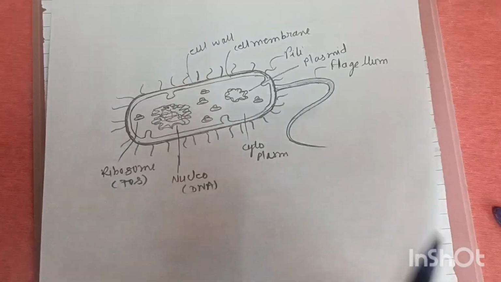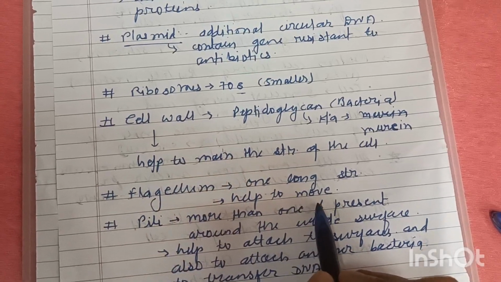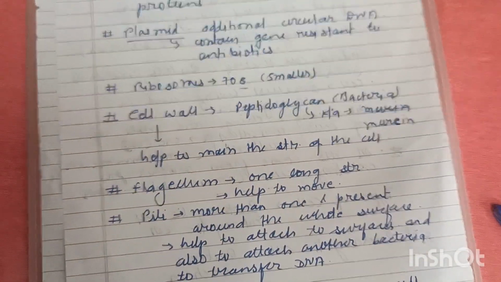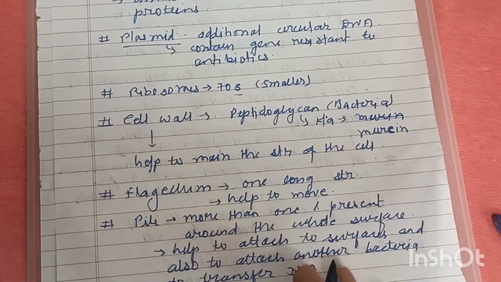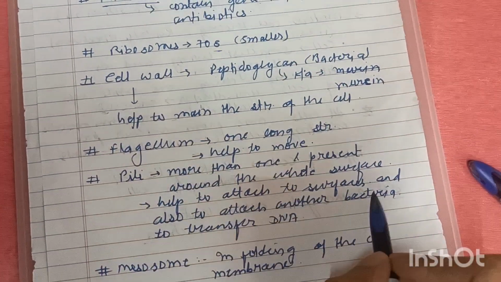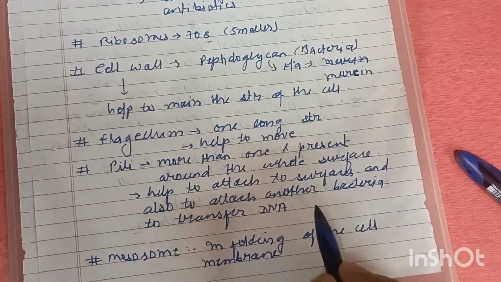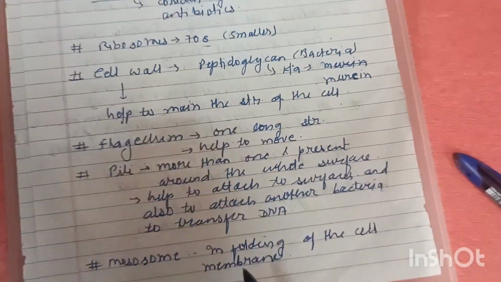Now let's see what is the function of these two things. Flagellum mainly helps to move. The function of flagellum is the movement of the prokaryotic cell, and pili especially help to attach to a surface, or they also help to attach to another bacterium, and this is an important phenomenon to transfer DNA.